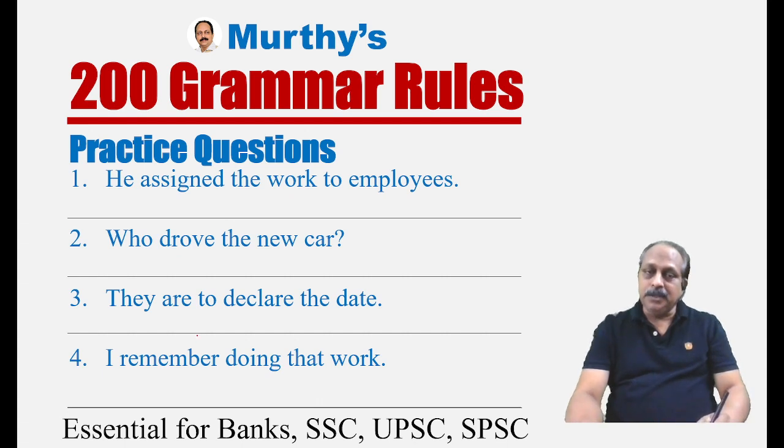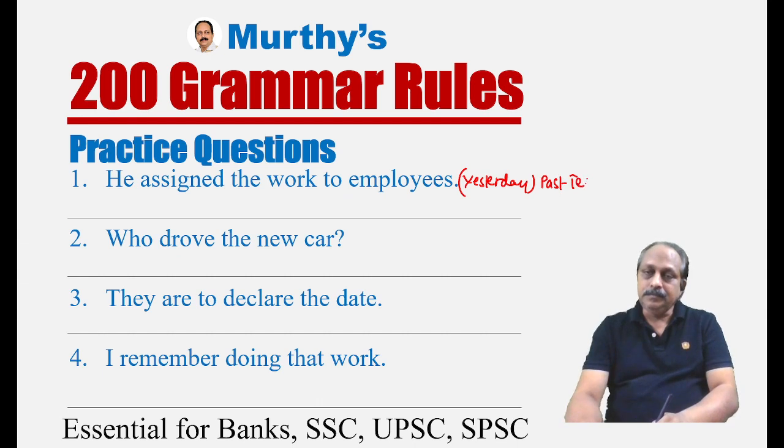Now, a few practice questions based on these rules. He assigned the work to employees. First, you have to know which tense this is. Assume a time aspect, let's say yesterday, but that is not important here. Which tense is this? Past tense. How can you change it to passive voice? Here, he assigned what? The work. He assigned to whom? To employees.